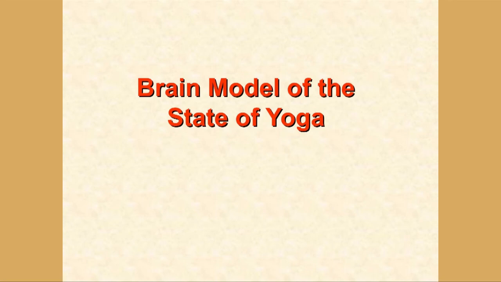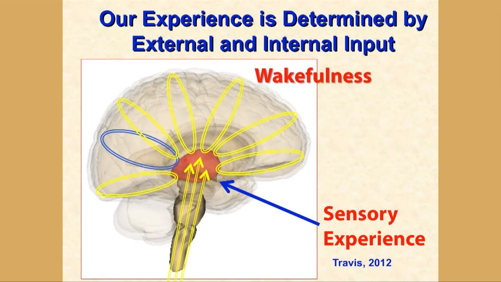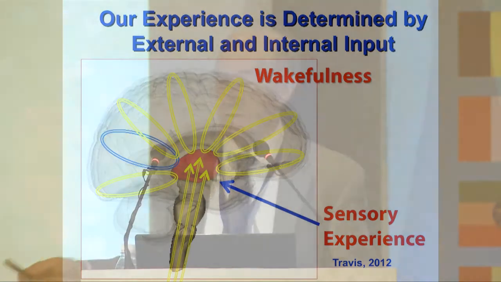It's a state of yoga, there's no mental activity, there's no thought, there's no perception, there's just a unity of self-awareness. What is the brain model of this state? Here is a brain, it's looking to there. In the center, there's a red area. This is called the thalamus.